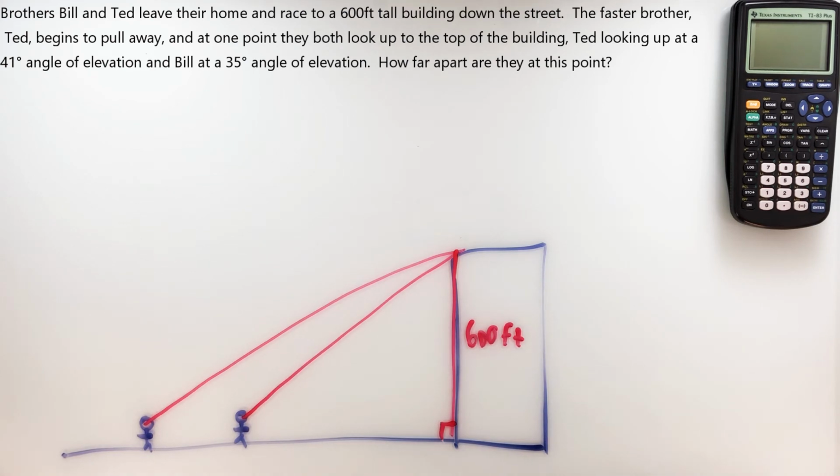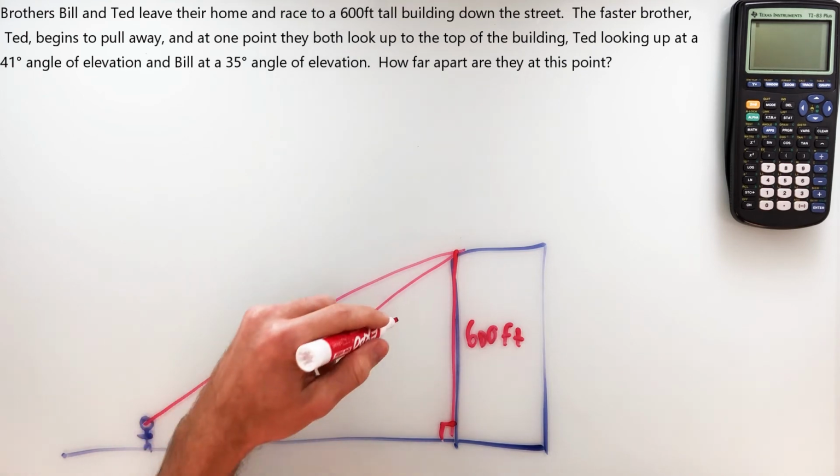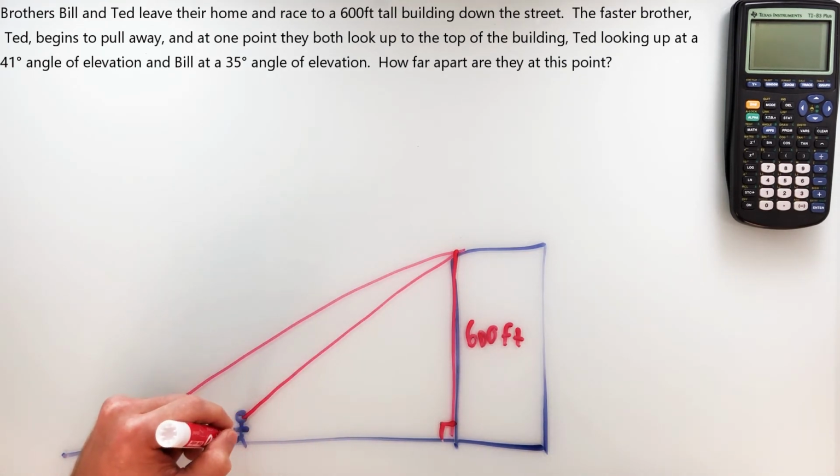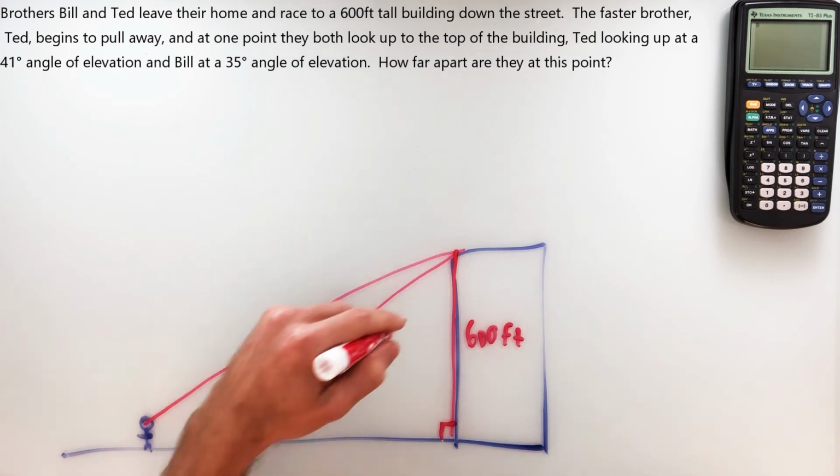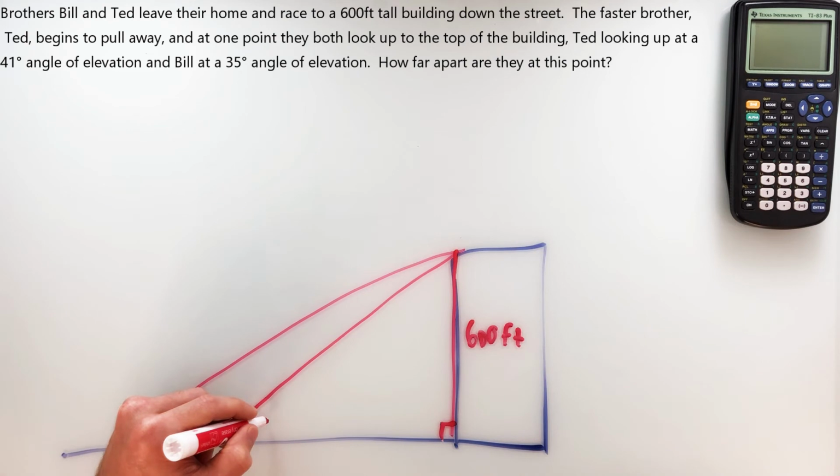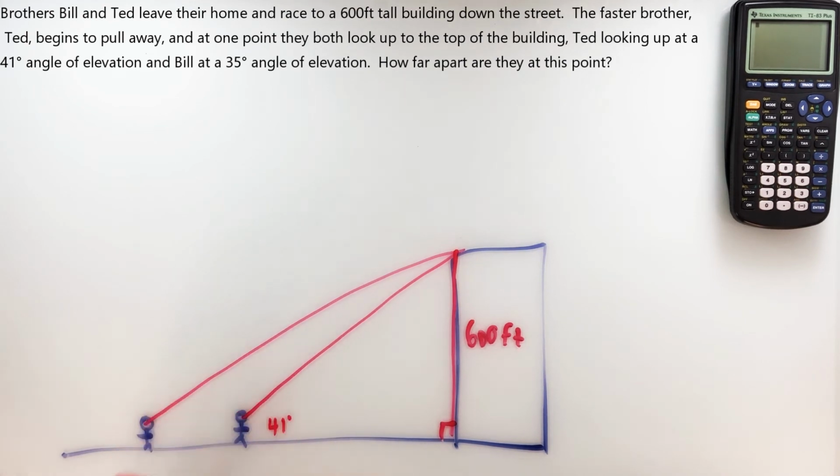Okay, so it says that Ted is looking up to the top of the building at a 41-degree angle of elevation. And then Bill is at a 35-degree angle of elevation. Now these two angles, because we've got this horizontal line, the ground, each one is looking up, assuming from the ground, since we don't have the height of each brother. I don't really have a triangle, but I'm going to assume I should have made it from the bottom instead of from their eye, but let's just go ahead and say that this is a triangle. Ted looking up at a 41-degree angle, and Bill at a 35.